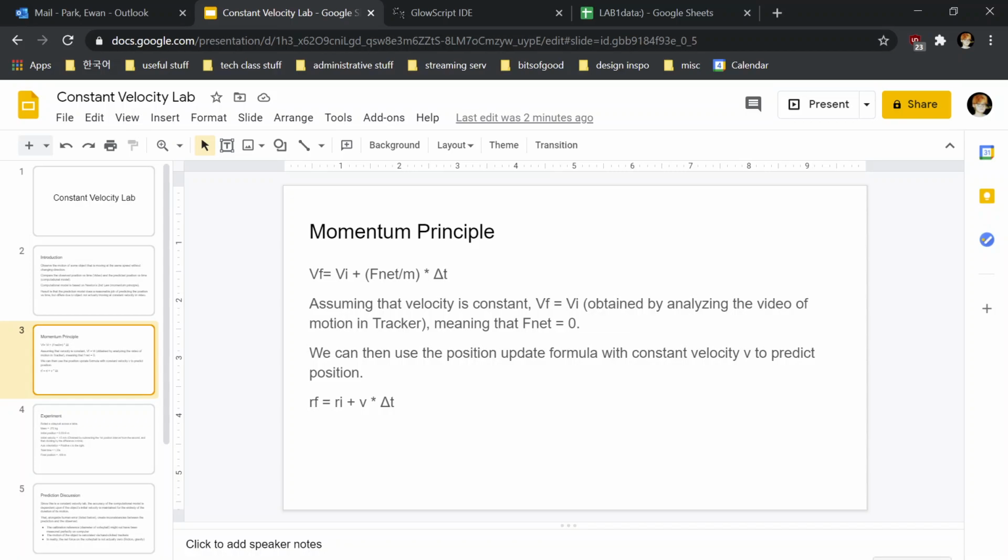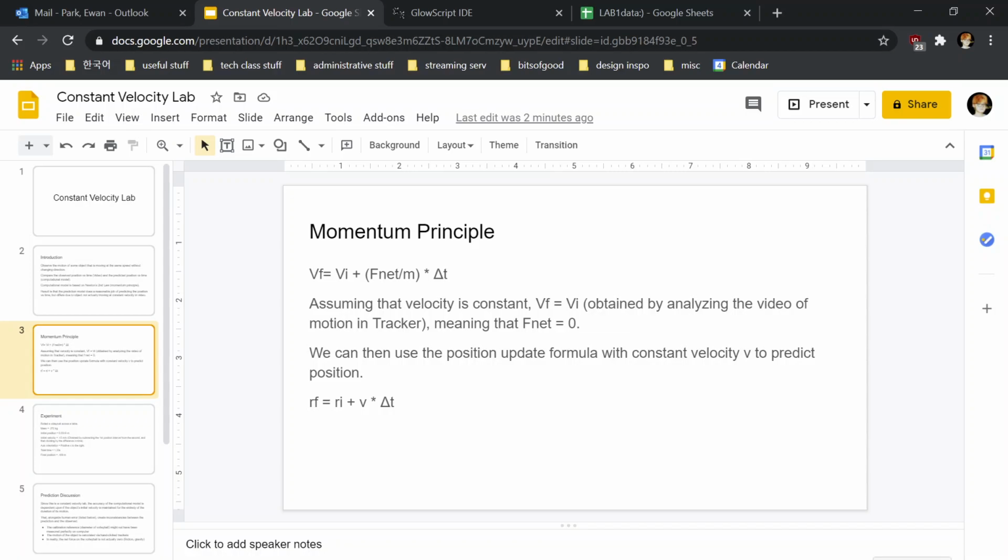So moving on to the momentum principle, algebraically, it is velocity final equals velocity initial plus net force divided by mass times change in time, velocity being in meters per second, net force being in newtons, mass being in kilograms, time being in seconds. So assuming that our velocity is constant, and it is because this is the constant velocity lab, velocity final equals velocity initial, and we obtained our velocity initial by analyzing the video of motion in Tracker.